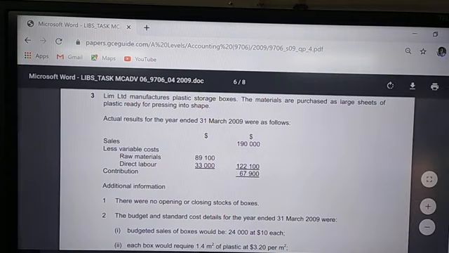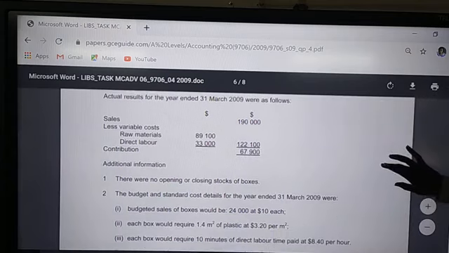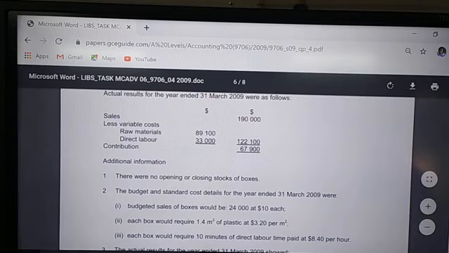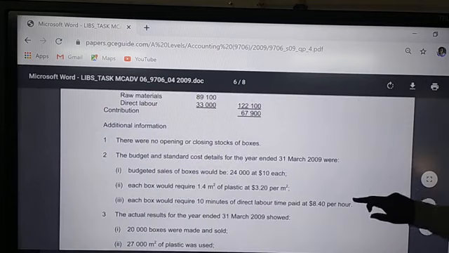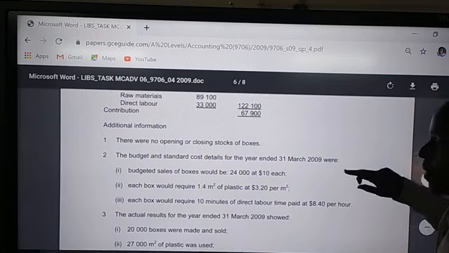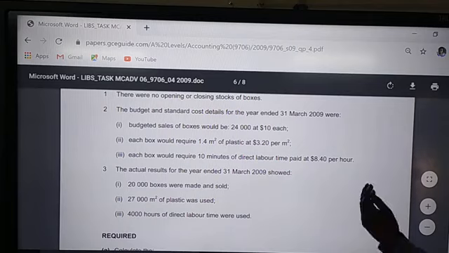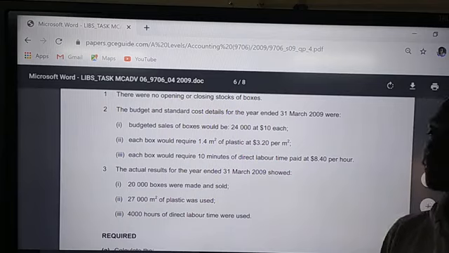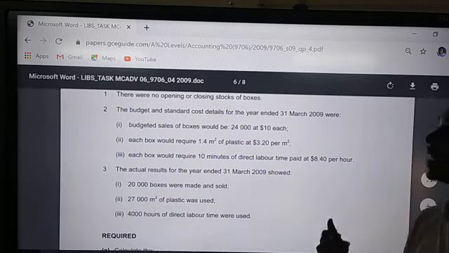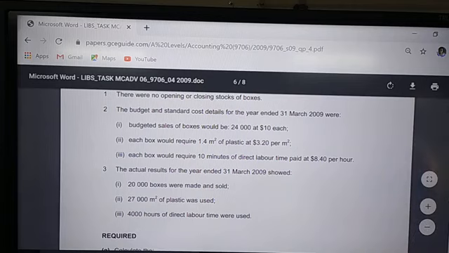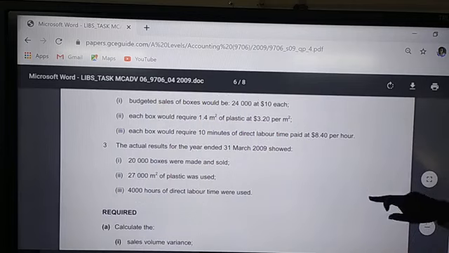These are the actual results. You can actually see those actual results. There were no opening or closing stocks of boxes. Then the budget standard cost details for the year ended 31 March 2009: budget sales of boxes will be 24,000. Each box would require 1.4 meters of plastic. You can just go through the question.